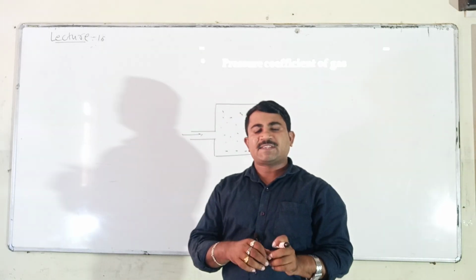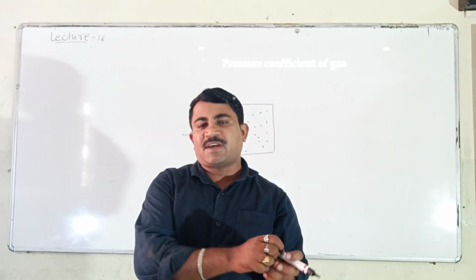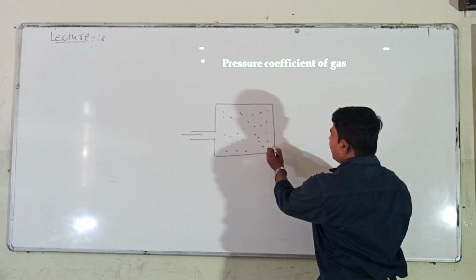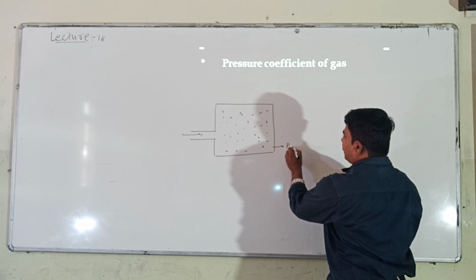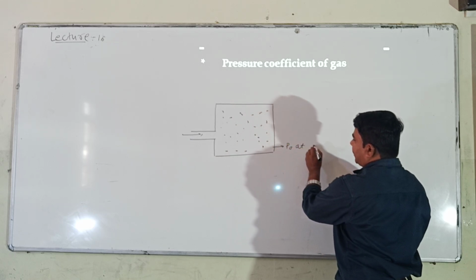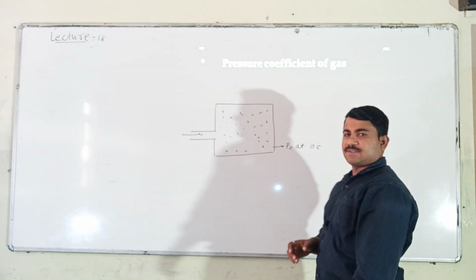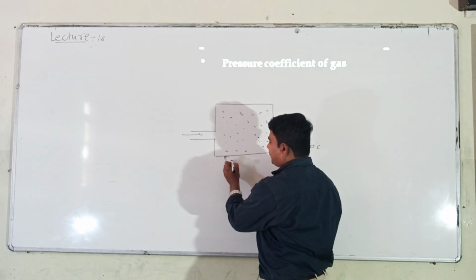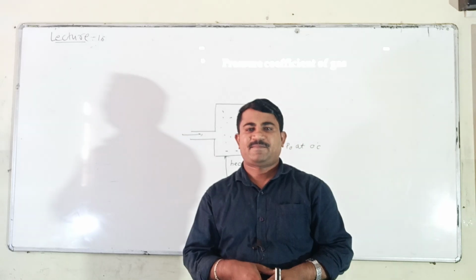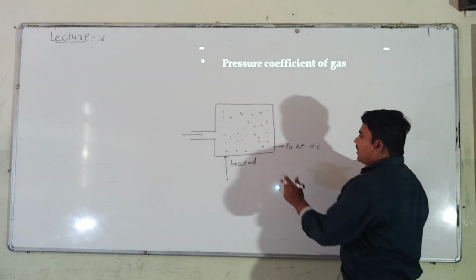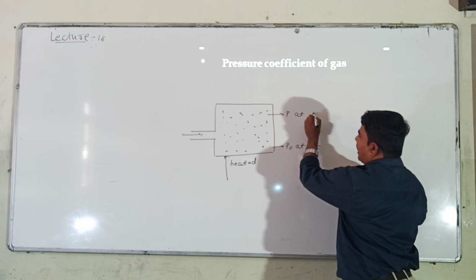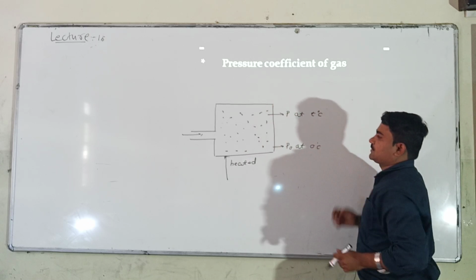Consider now the gas is at P0 pressure at 0 degree Celsius. See here. Shall I take here? Now the pressure of the gas is how much? P0. At what temperature? At 0 degree Celsius. Right. Now let us consider this gas is heated. Gas is heated under what condition? Under volume as constant. Now when the gas is heated, the pressure P0 changes to P at what temperature? At a temperature of T degree Celsius.